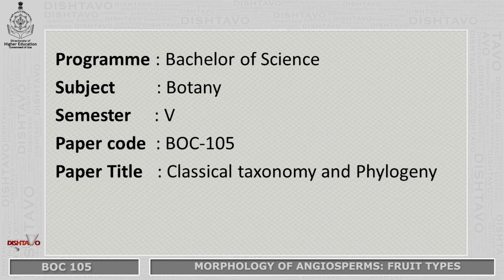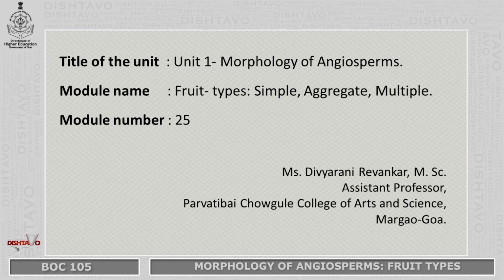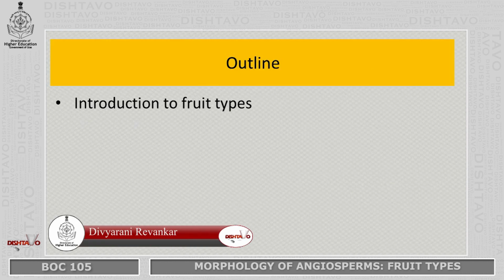The paper code is BOC 105. The title of the unit is Morphology of Angiosperm. We will cover the module Fruit Types. Under this, you will study simple, aggregate and multiple fruits. The module number is 25.